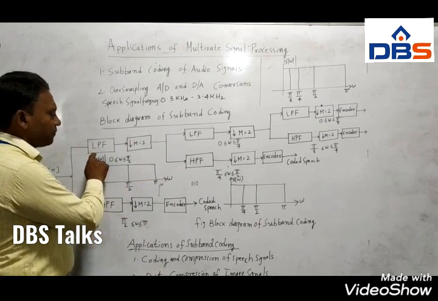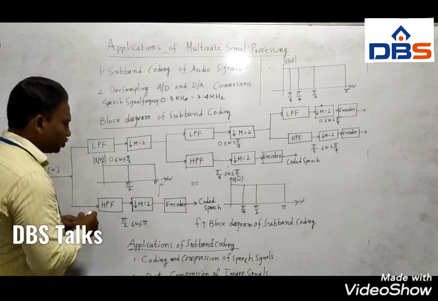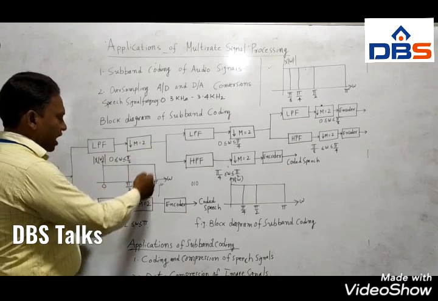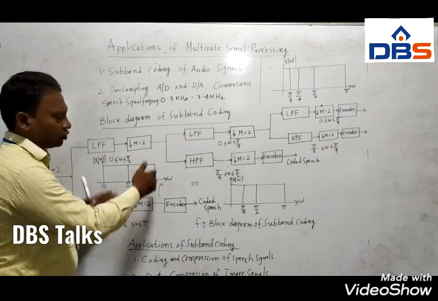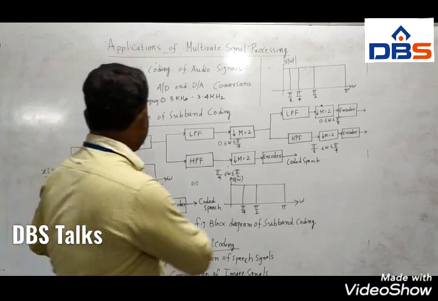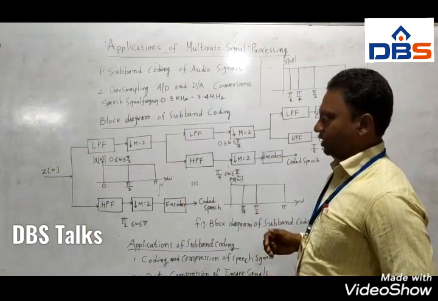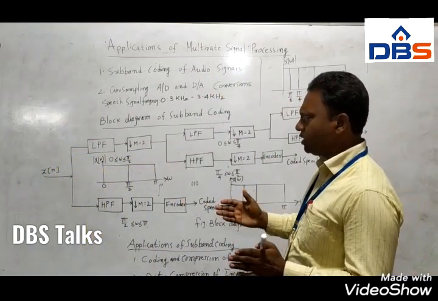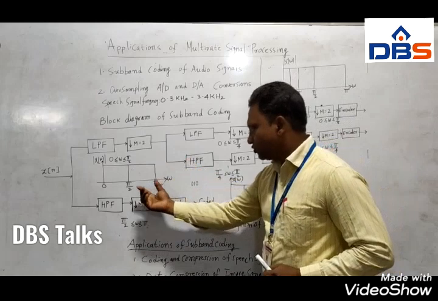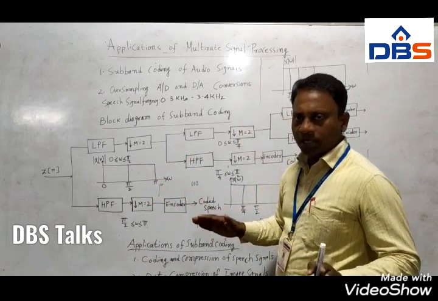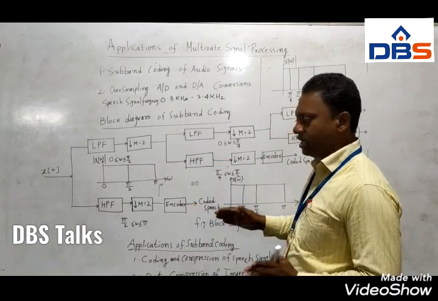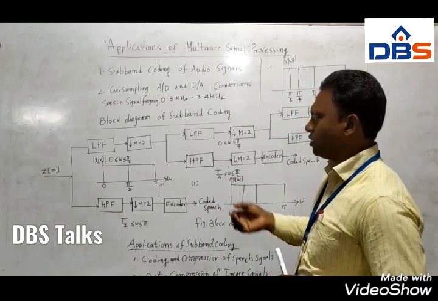Therefore, the low pass filter passes only from 0 to pi by 2, and the high pass filter passes from pi by 2 to pi. So overall, you have a pass band from 0 to pi. This is the first stage of subband coding, meaning we are separately coding the high frequency sequence and the low frequency sequence. You see, now we are stopping. We are not further subband coding this encoded sequence. Simply we keep it stored somewhere for future use.